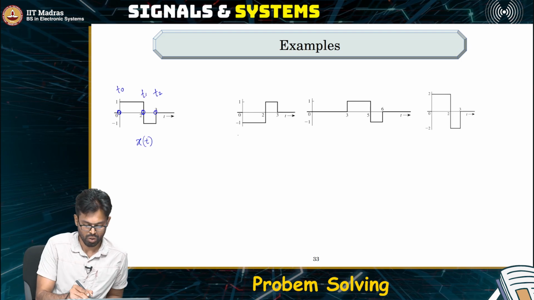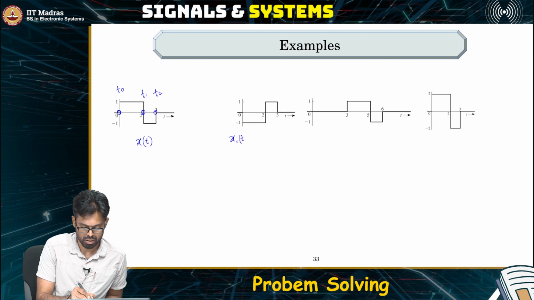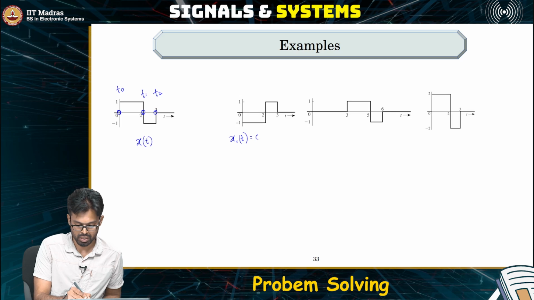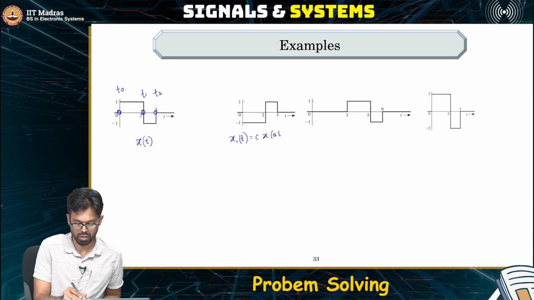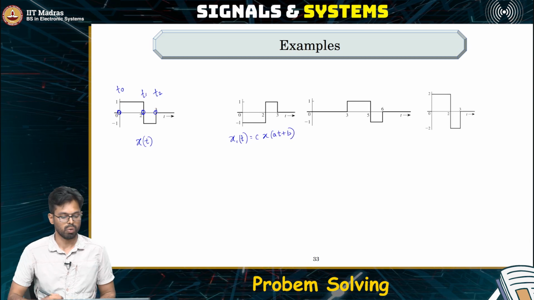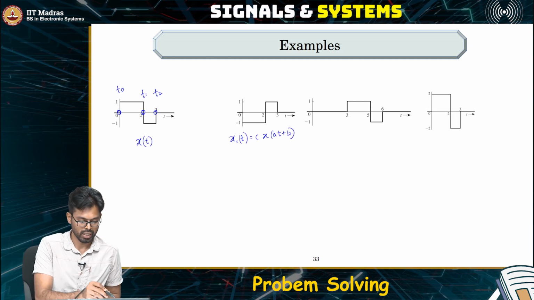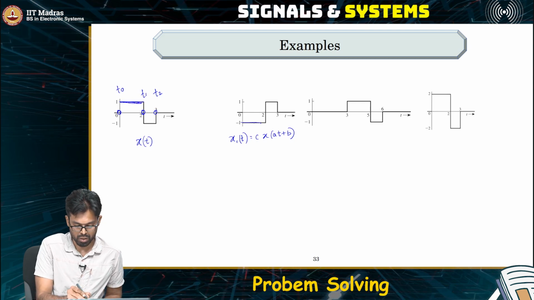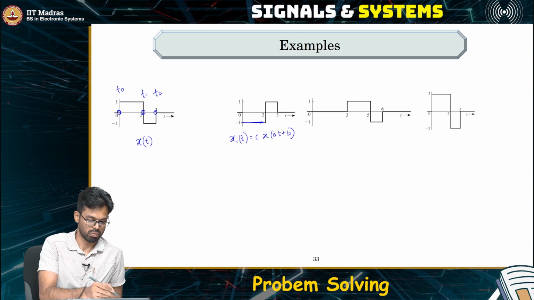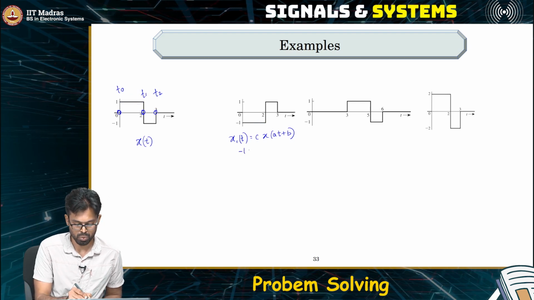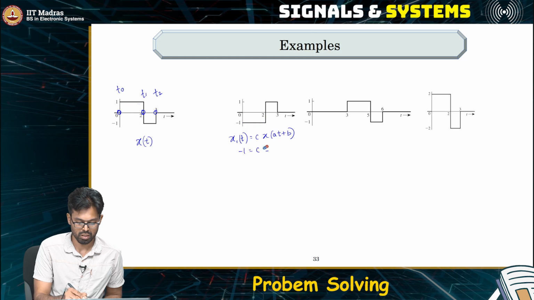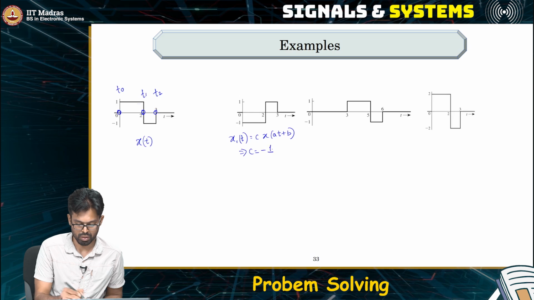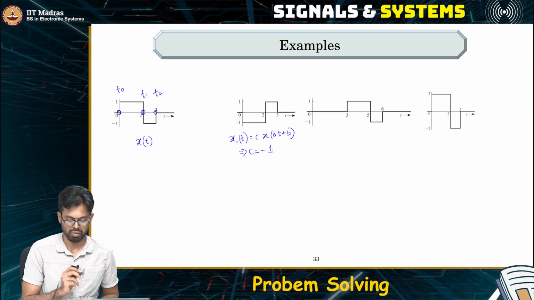Now let's call this signal x1 of t. Clearly the amplitudes have changed, which means there is a multiplication factor here. Now what should be the multiplication factor? Just take the point, let's say the 1 here has now become minus 1. So minus 1 is c times 1. So c is minus 1. Okay, we figured out c.